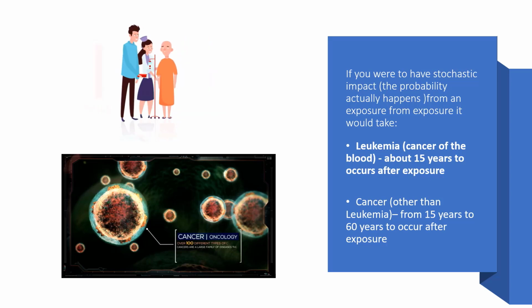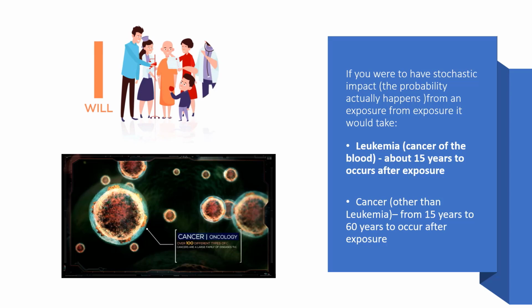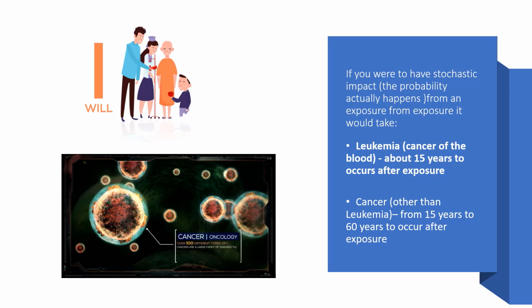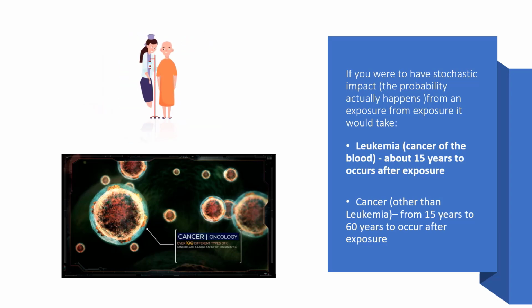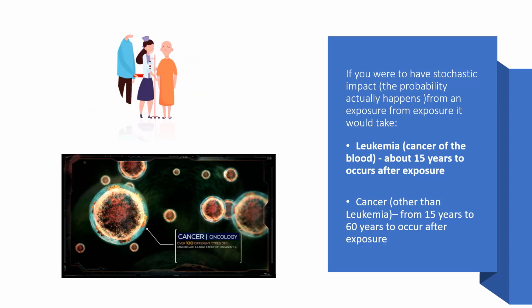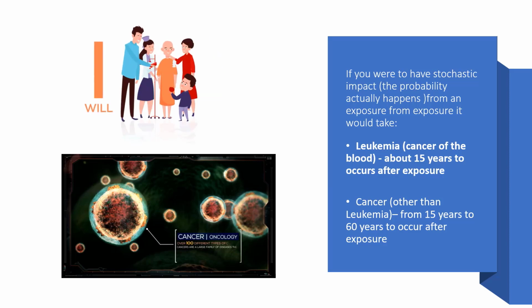And if you were exposed to enough radiation to get a cancer, the one that you would probably acquire first is leukemia, or cancer of the blood, and it would happen about 15 years after the initial exposure. Other cancers take from 15 years to 60 years after exposure to appear.